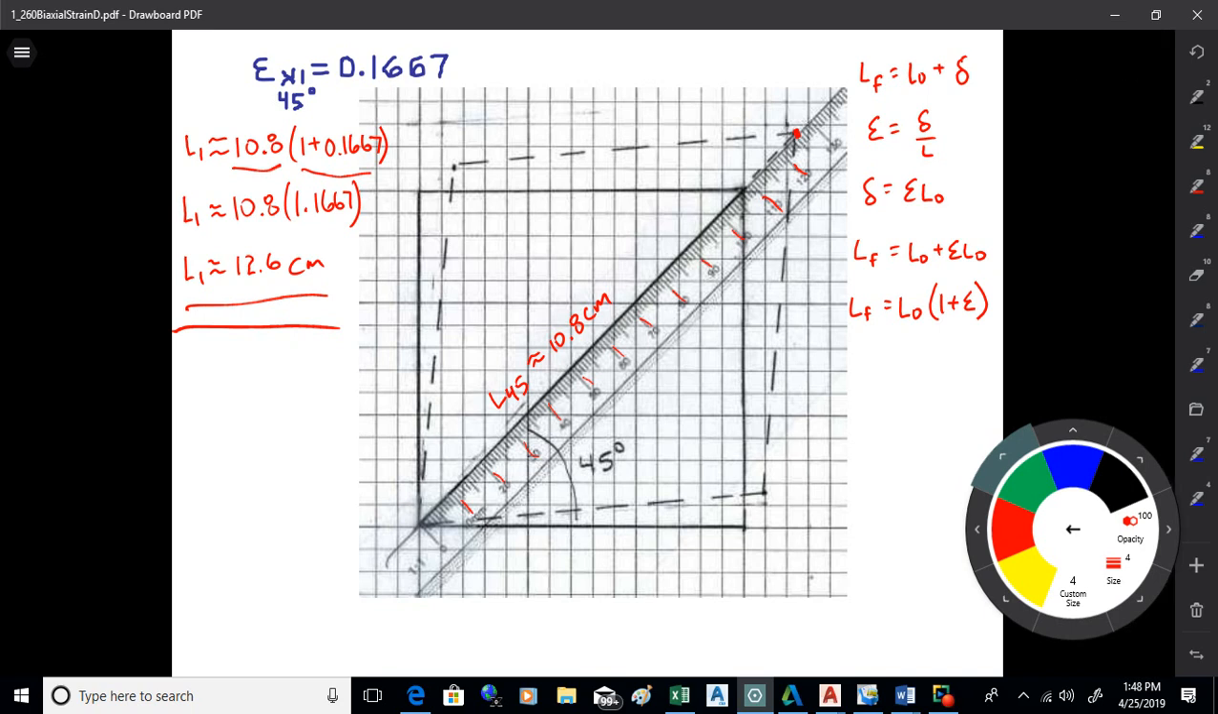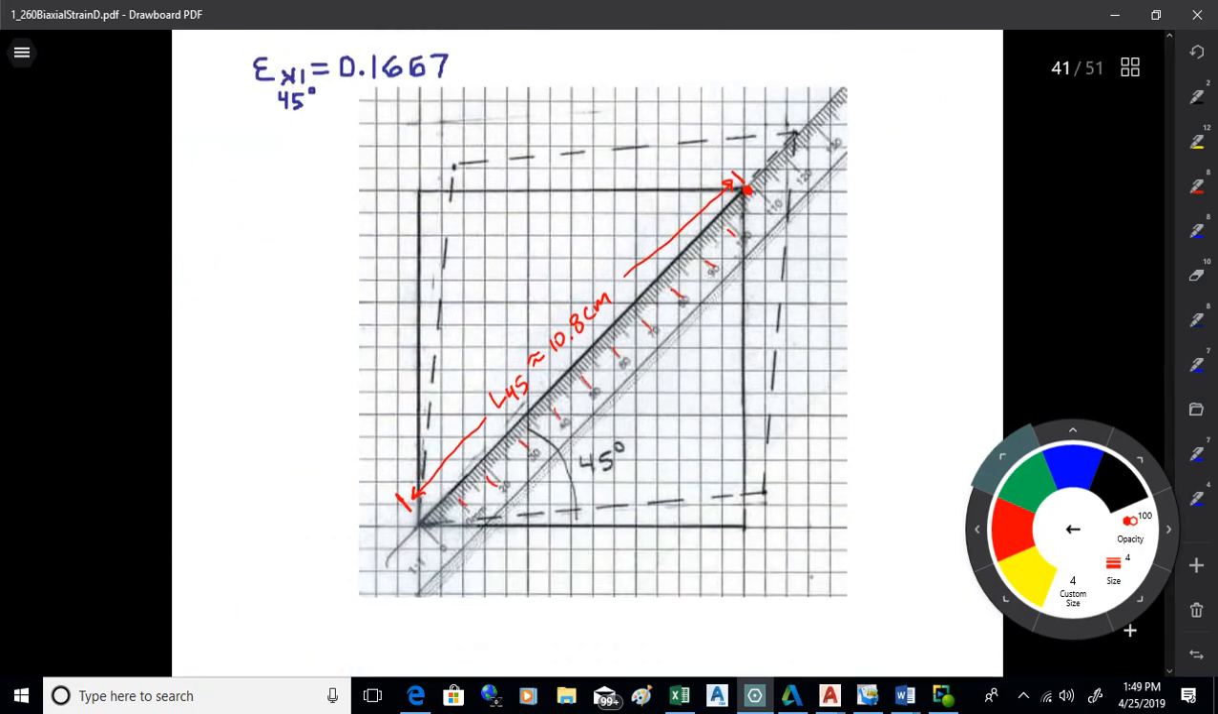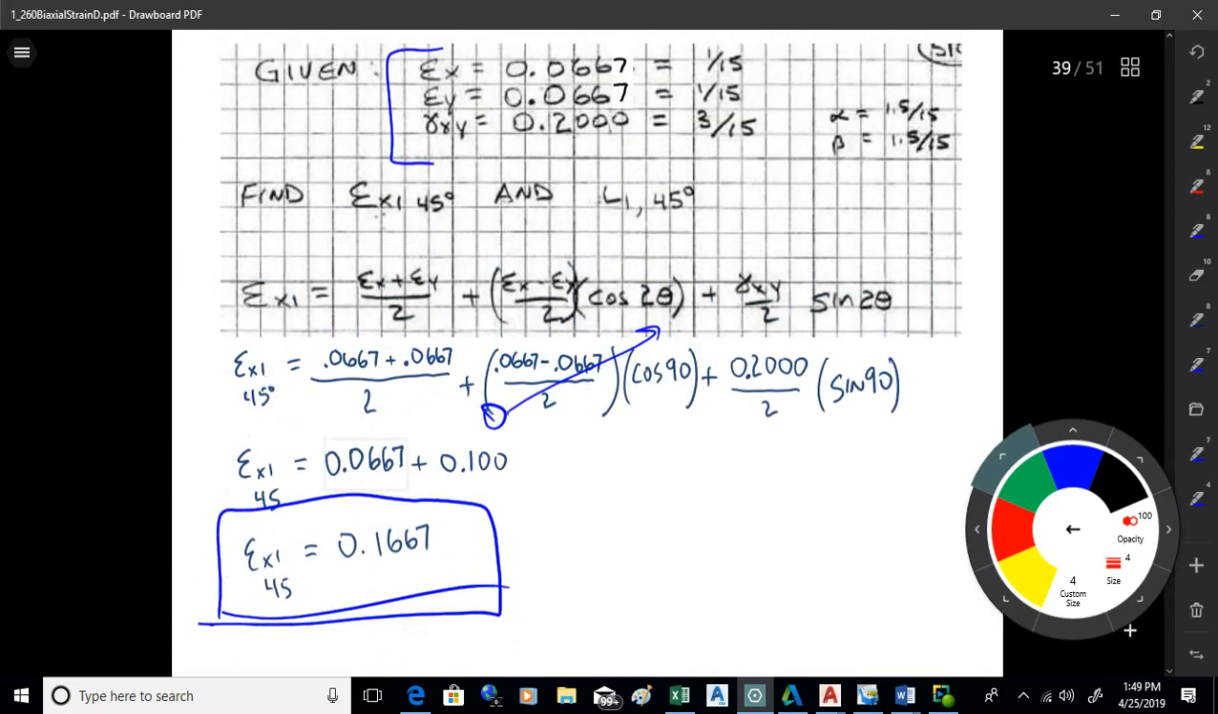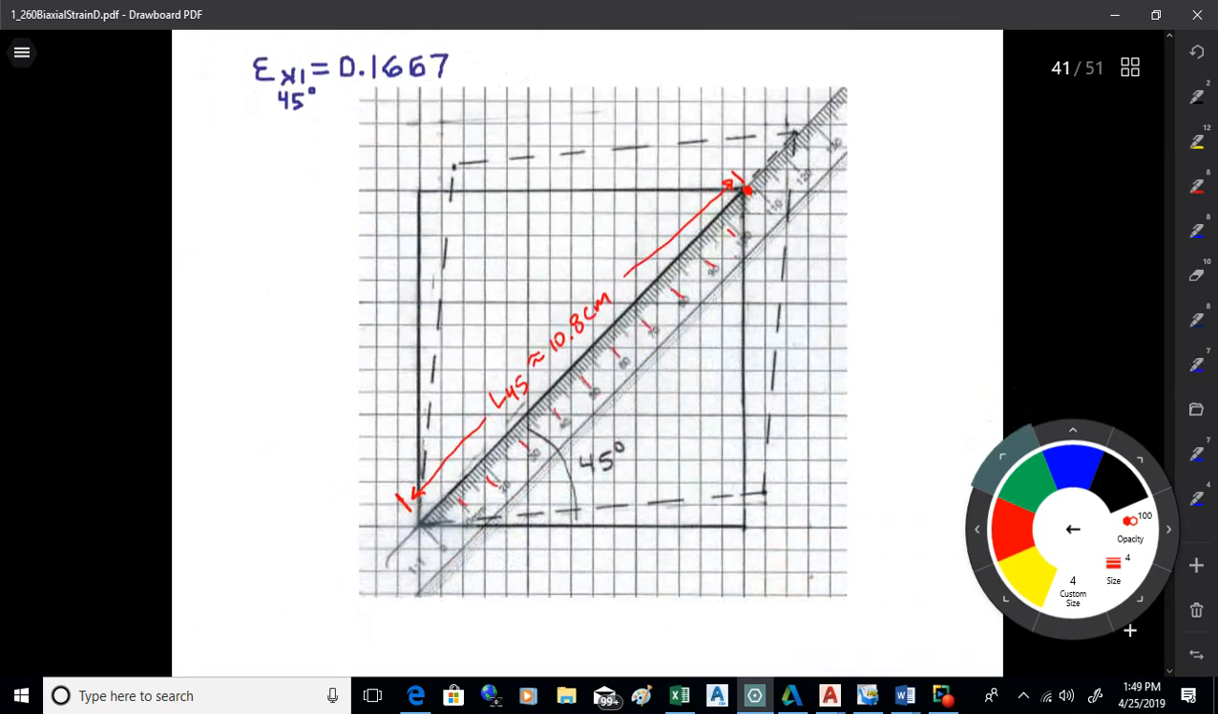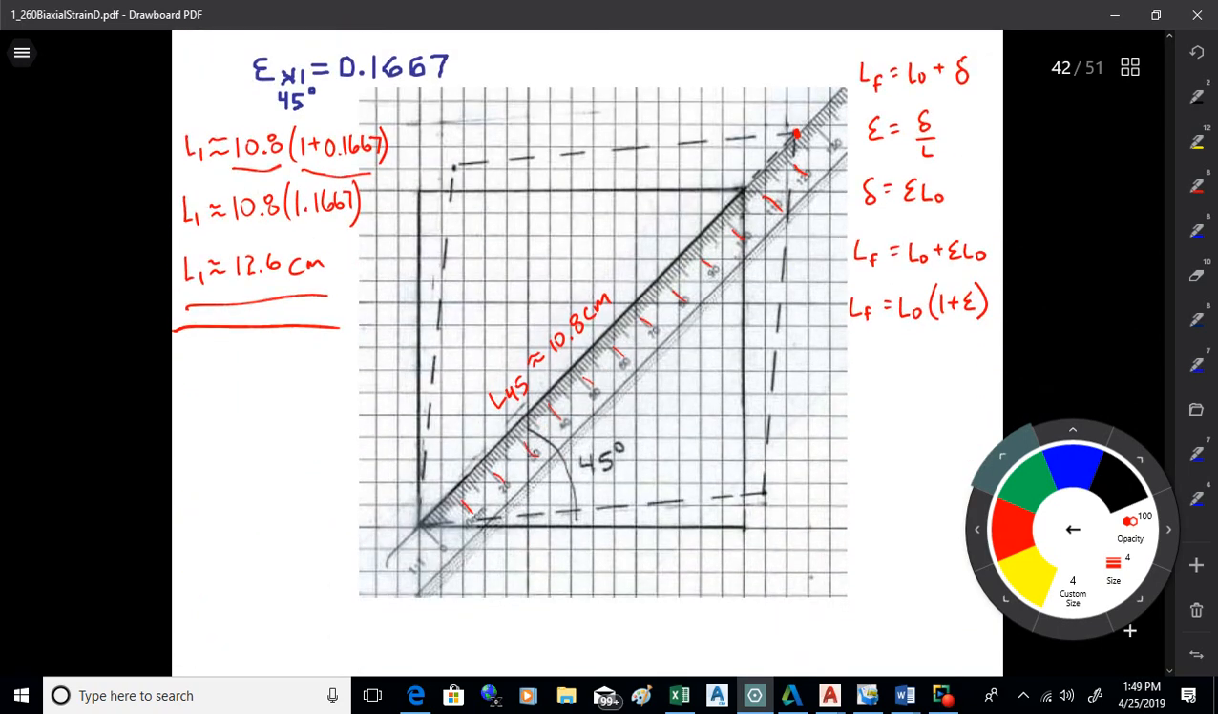So what just happened here was I knew the strain in the x direction and in the y direction. I knew the shear strain. And with that equation, I was able to predict what would happen at 45 degrees. According to the equation, it's supposed to stretch out at 45 degrees by about 16.67%. And I measured the original length, and I scaled it up by 16.67%, and it came out pretty good. Okay, it works. So that's the meaning of this.